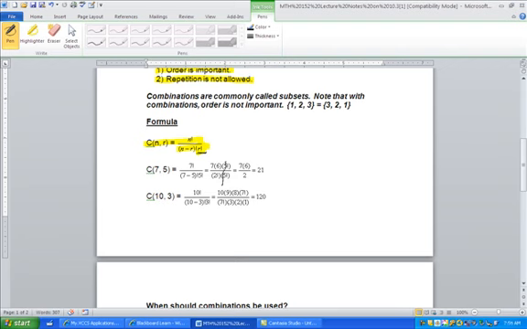In the numerator, I'm going to take 10 times 9 times 8, and the larger of the two is the 7 factorial, so I'm going to stop there and cancel those. And of course the denominator is going to give me a 6, so if we multiply and divide we get 120.